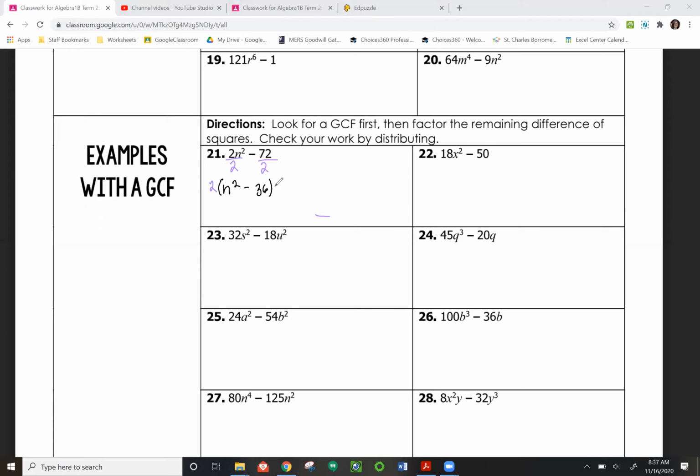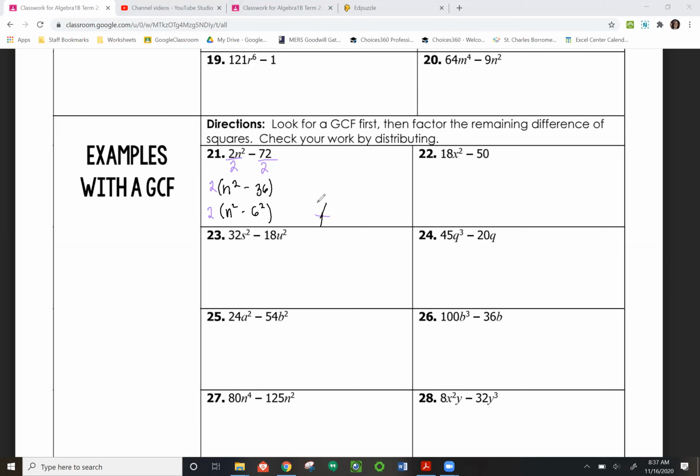That looks like a difference of squares, right? You've got 2 terms inside there with a subtraction. Now check and see, can they both be written as squares? Well, yeah. So first of all, make sure you always keep that 2 along for the ride. It's got to stay there. We've got n squared minus 6 squared.